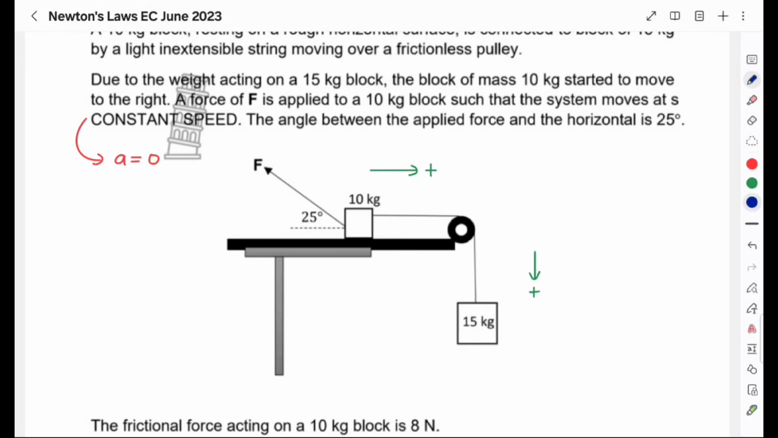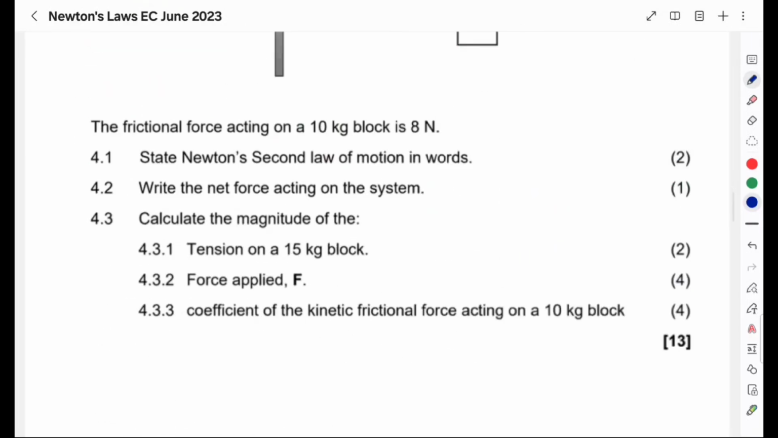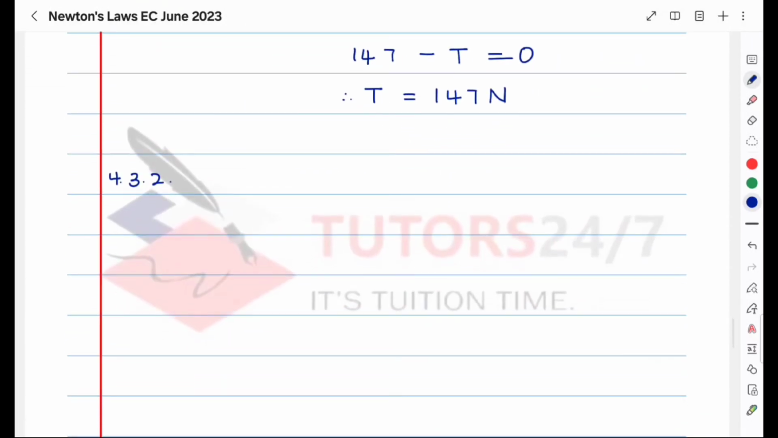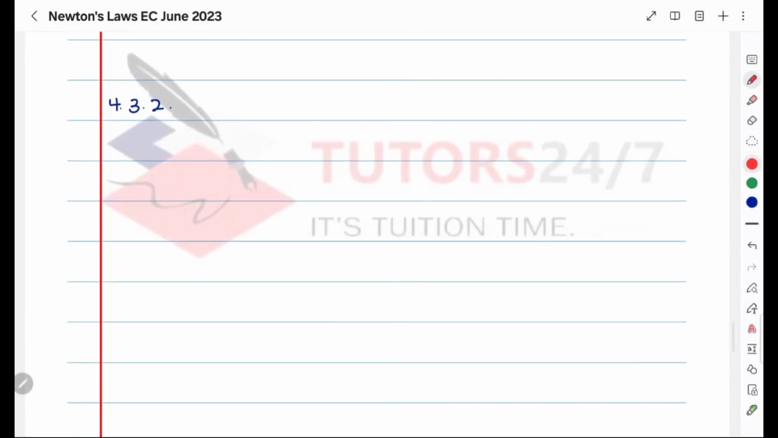So keep in mind the horizontal forces acting on the 10 kg block are tension to the right, Fk to the left, and Fx, which is the horizontal component of applied force, to the left. So let us draw a free body diagram and then we will do our calculations.